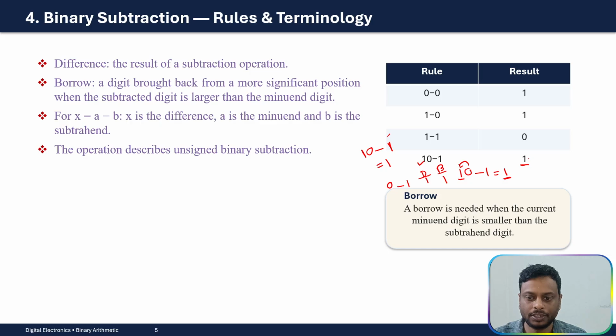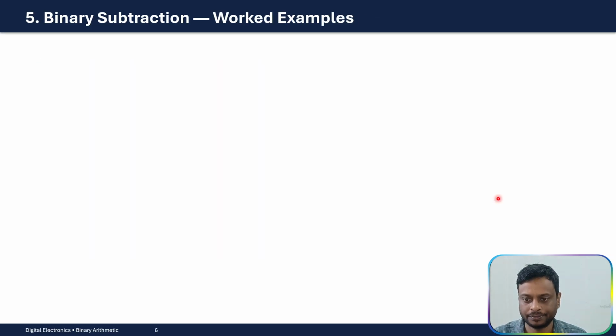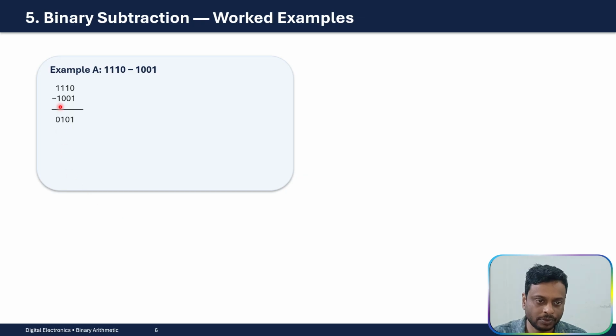Okay. Next rule, a borrow is needed when the minuend digit is smaller than the subtrahend digit. Okay. So this is a worked example. You can see 0 minus 1. So 1 cannot be subtracted from 0. That is why you need to borrow 1 from this digit. So it will be 1, 0 minus 1, it will be 1. It will be 0. Okay.